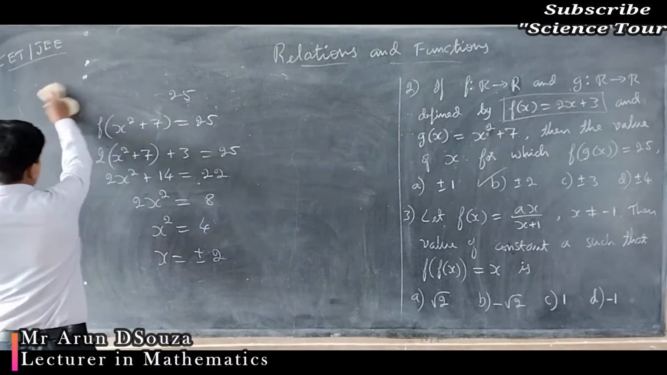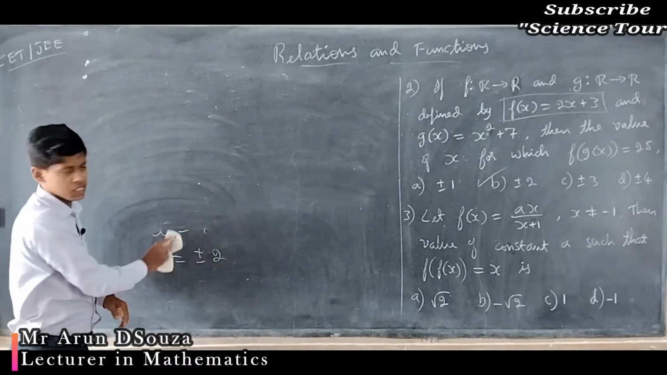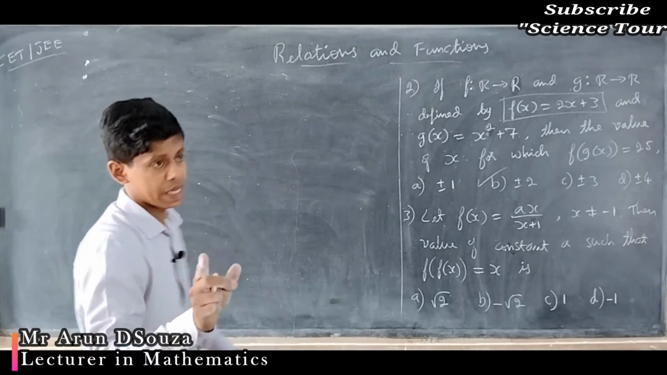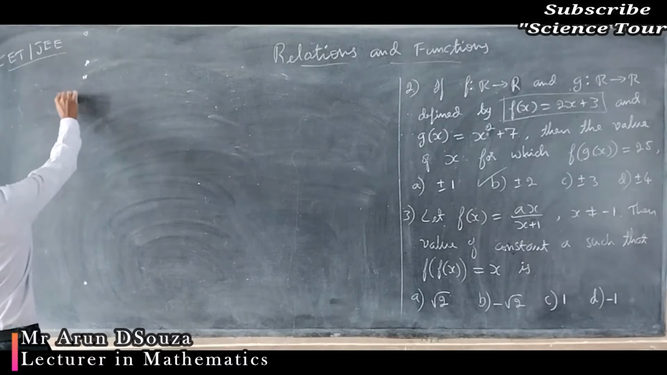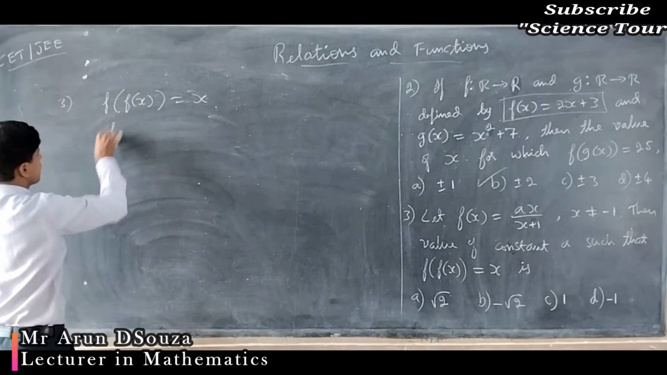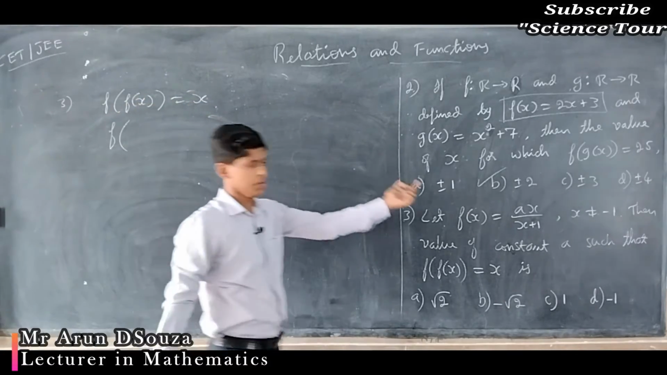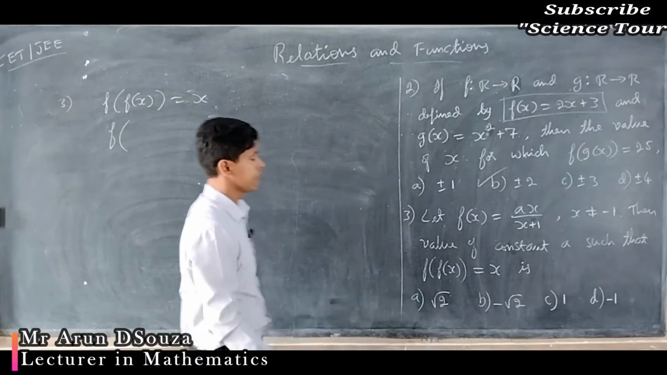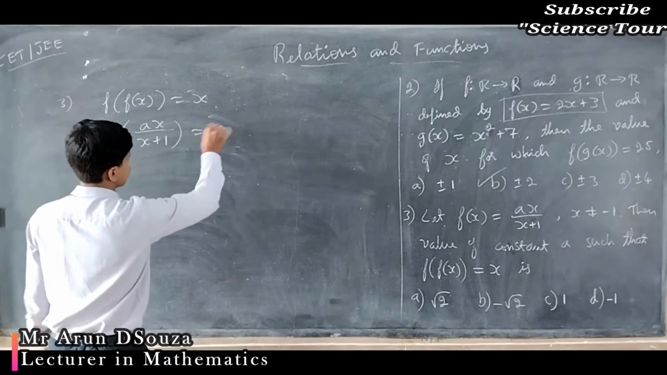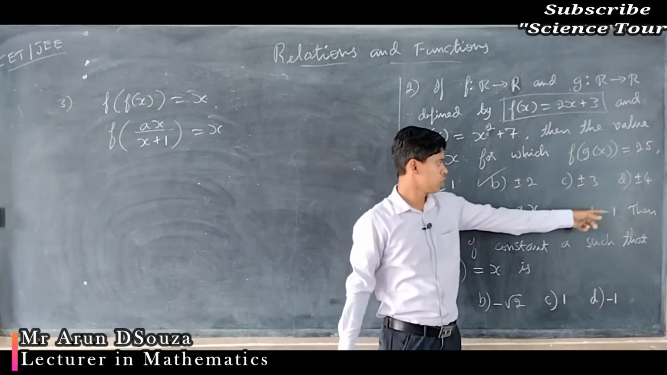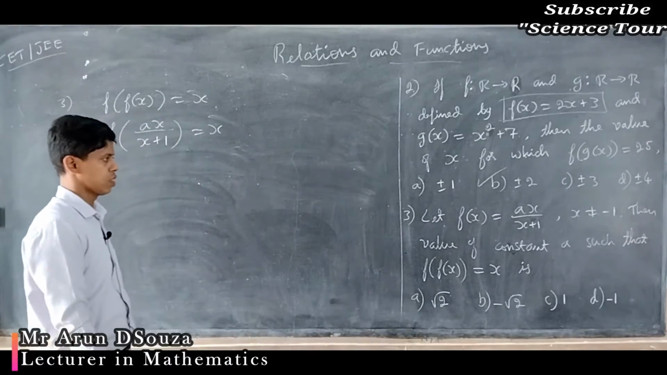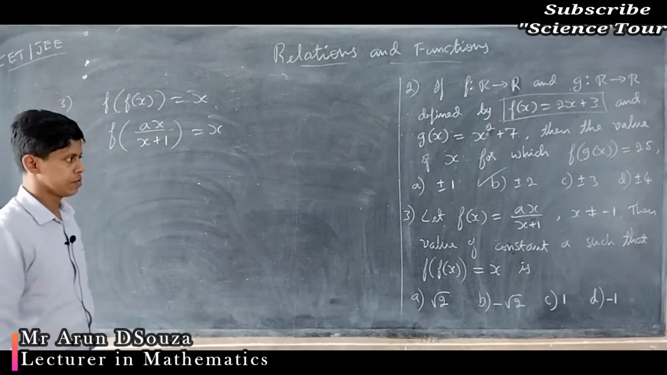Well, so that is also based on the composite functions. So f of x is equal to ax divided by x plus 1, that is given to us, where x is not equal to minus 1. Alright, so x is not equal to minus 1 in the denominator.